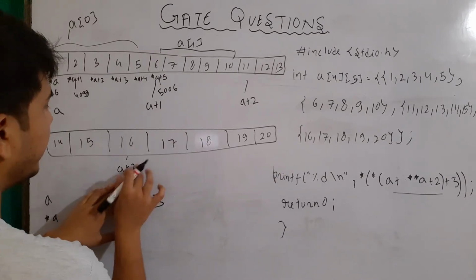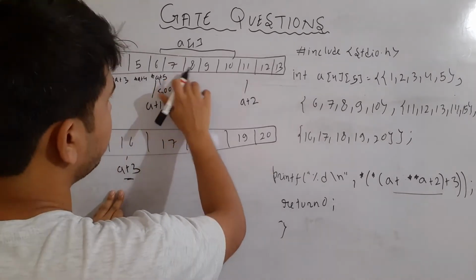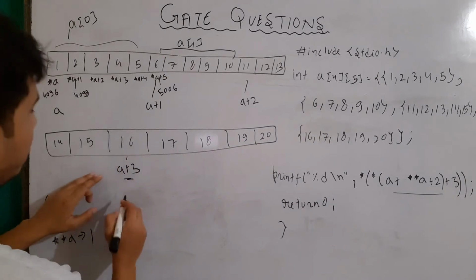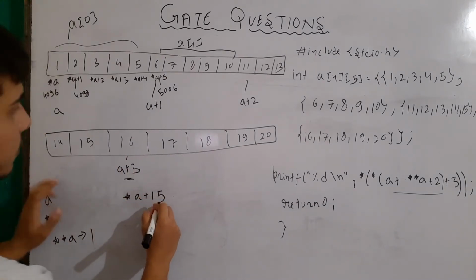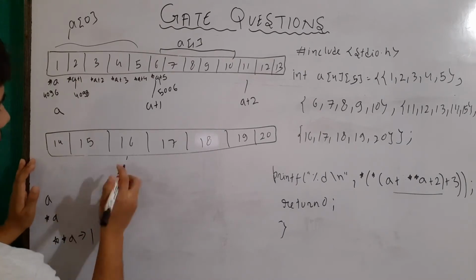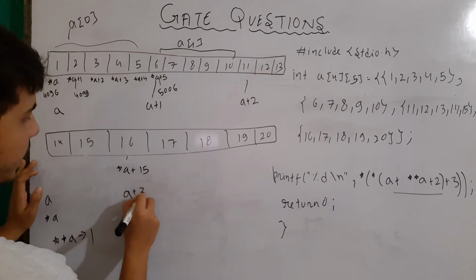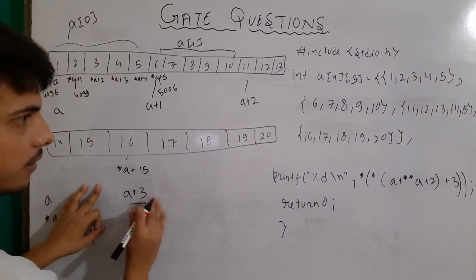Right? Instead of writing a plus 3, we can also write, let's say, asterisk a plus 5, a plus 6, a plus 7, 8, 9, 10, 11, 12, 13, 14, 15. So either I can write asterisk a or a plus 15. To make it better, I write here asterisk a plus 15 or a plus 3, right? So our output of this is basically a plus 3, right?